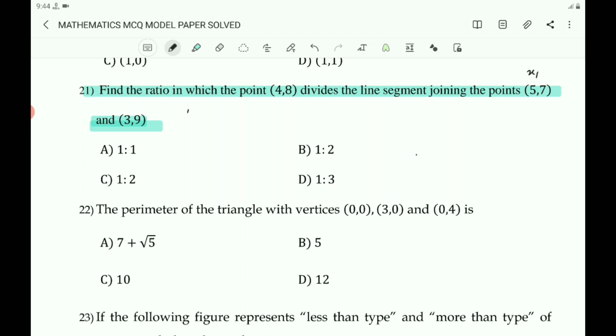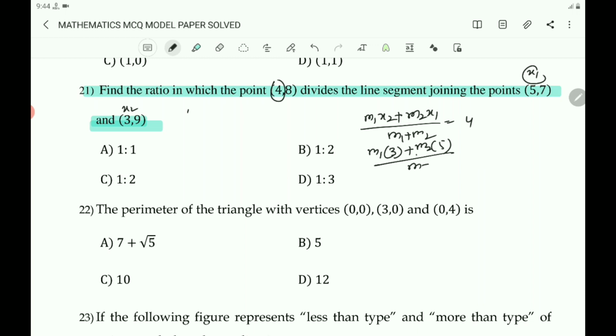Here you can take the first one or the second one, anyone. Take (m1 x2 plus m2 x1) by (m1 plus m2), that is the x value. Here x2 is this one, x1 is this one. So m1 into 3 plus m2 into 5 by (m1 plus m2) equals 4. That becomes 4m1 plus 4m2. Then it becomes 3m1 plus 5m2 equals 4m1 plus 4m2.